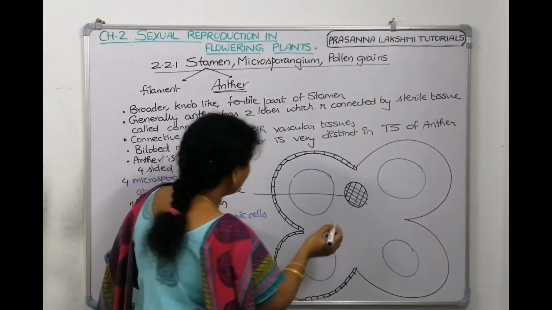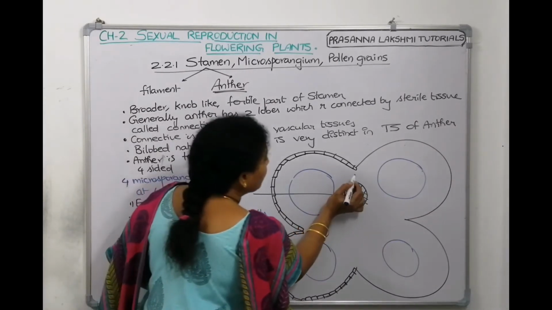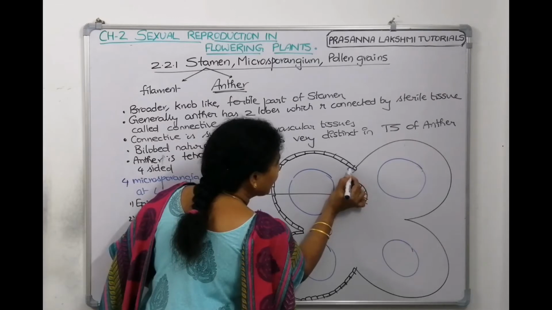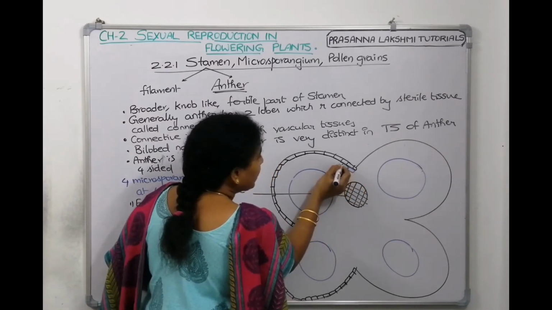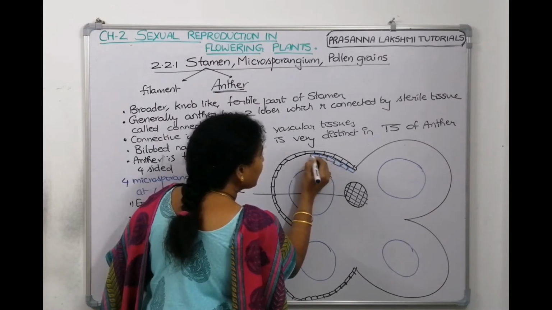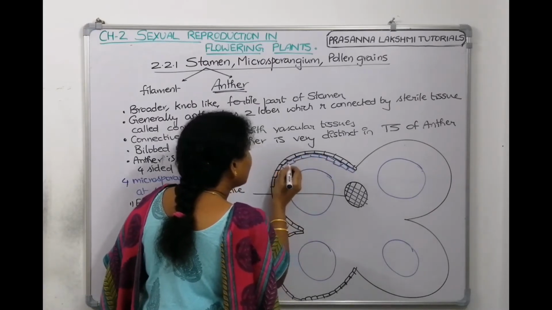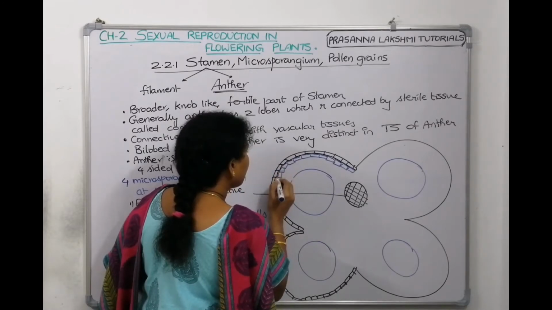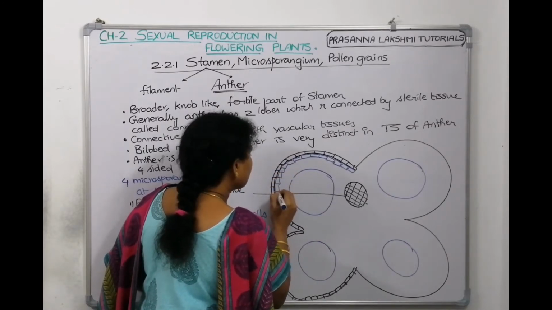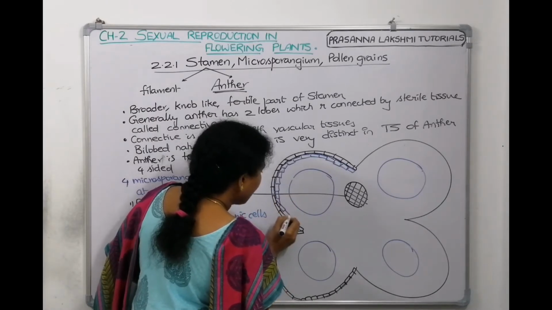Now, if we have to draw this endothelium, it will be below the epidermis. So, we can draw it like this. We will make the endothelium a little thicker. We are telling these cells are hygroscopic cells. They can retain water and they can lose water. They are the main cells which help in dehiscence. Dehiscence means splitting of the anther walls.